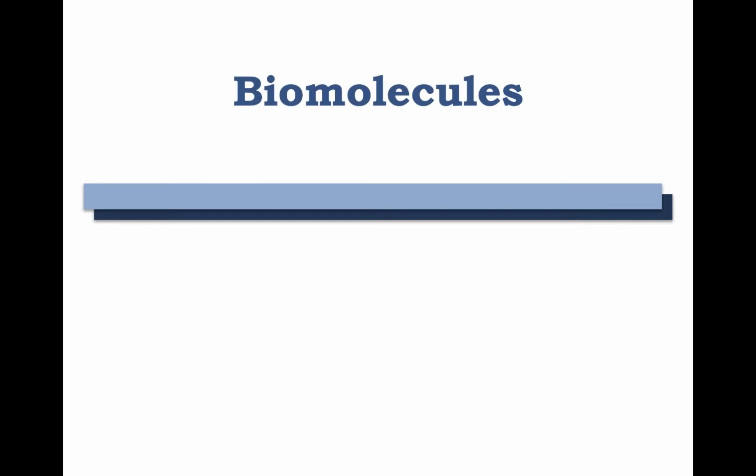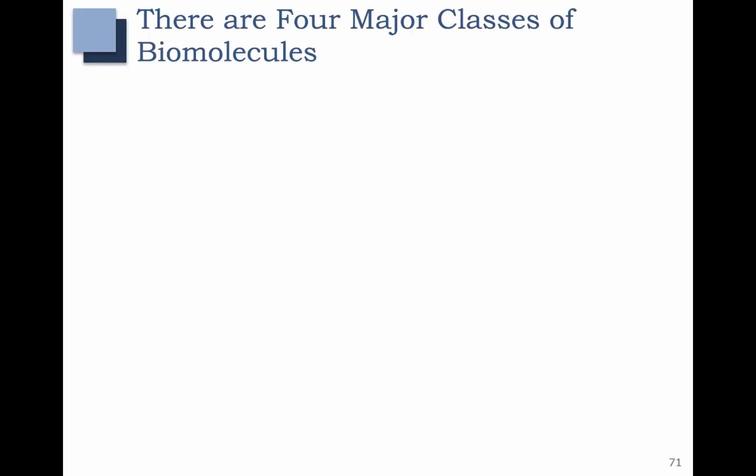In this video, we're going to introduce the first few types of biomolecules that you need to know. There are 4 major classes of biomolecules that we're going to cover in this course. The first class is proteins. Proteins are long chains of amino acids.